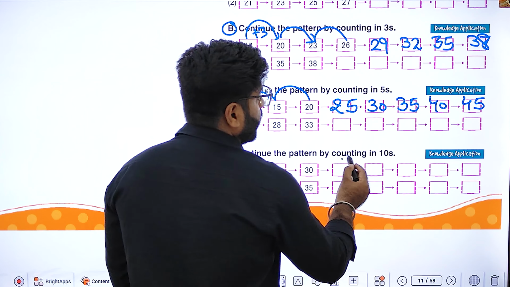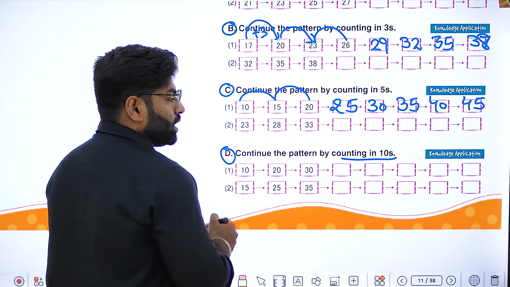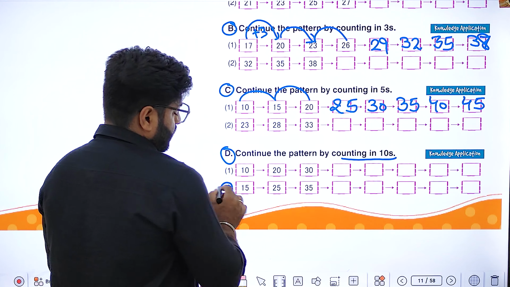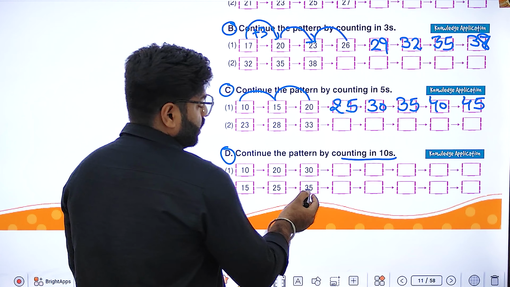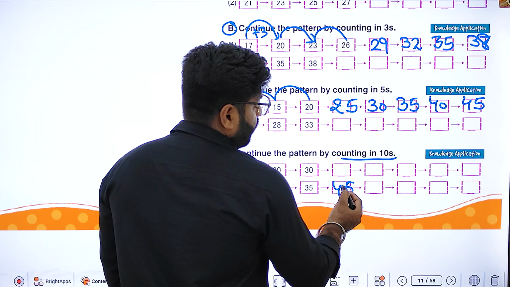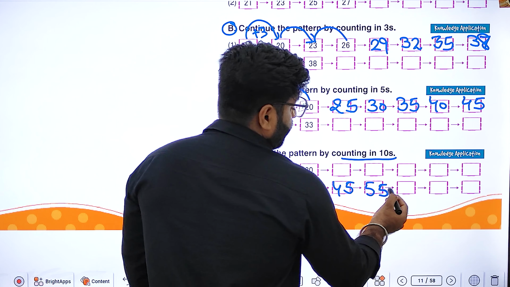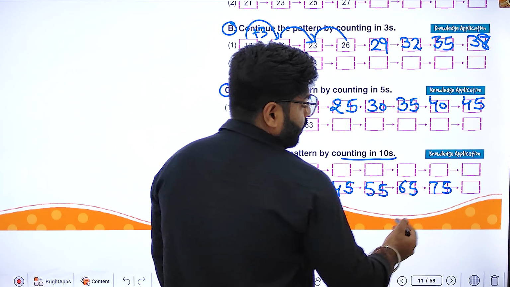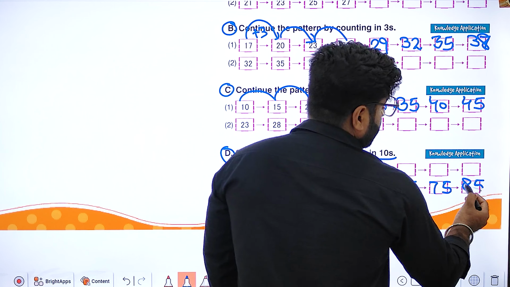Continue the pattern by counting in tens. In tens means we have to add 10 each time. So let's see the second part. Take 15, 25, 35. Now we have 45, 55, 65, 75, and then 85.